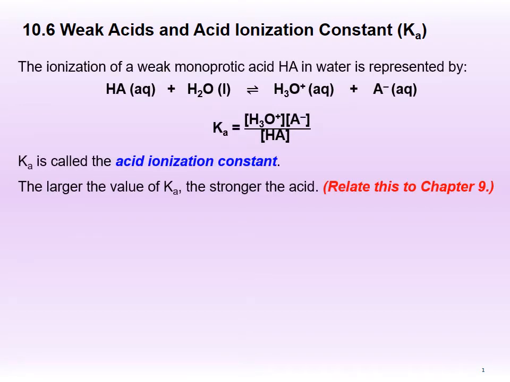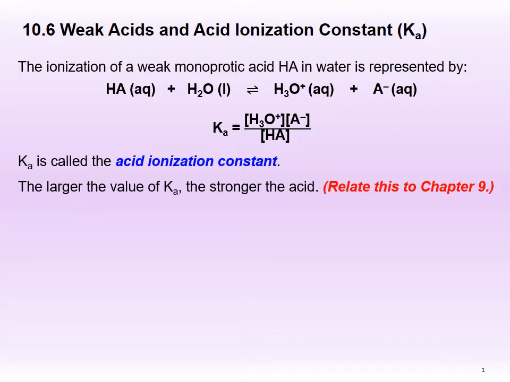The ionization of a weak monoprotic acid HA in water is represented by HA reacts with water to give hydronium ions and its conjugate base A-. Ka is equal to hydronium ion concentration times A- concentration divided by HA concentration. Ka is a special case of the equilibrium constant Kc and is called the acid ionization constant.